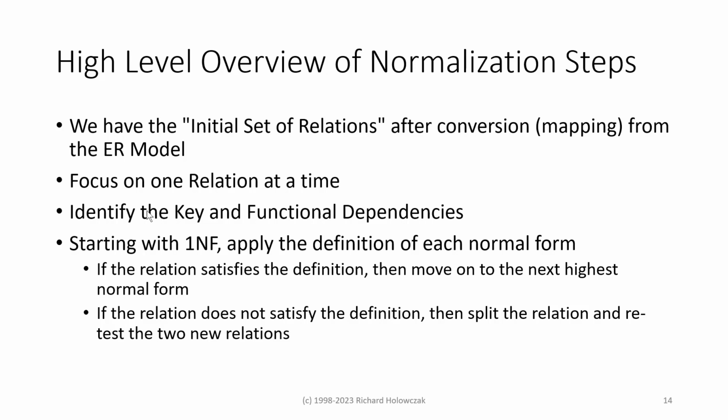We're going to identify the key and the functional dependencies, which I'll show in the next slides. Starting with the first normal form, we'll then apply the definition of each normal form. If the relation satisfies that definition, we move on to the next highest normal form. For example, we'll go to second normal form, and so on. However, if the relation does not satisfy the definition of that normal form, then we have to stop, and we will split the relation into two pieces, and we'll begin the process all over again. So I'm going to demonstrate this a number of times. You should be able to see quite a few examples as we go through here.